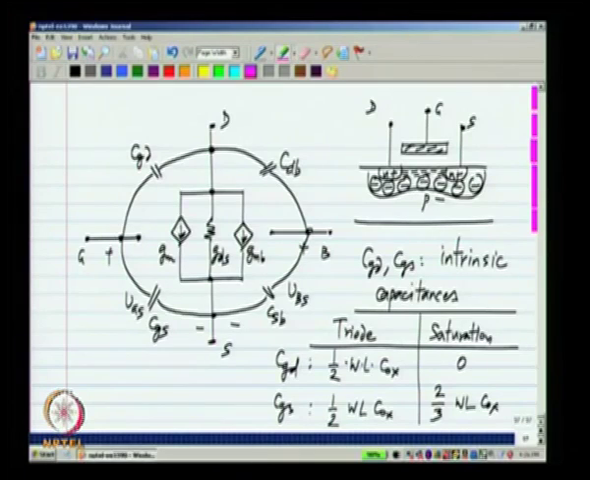By the way, this model is valid in all regions, okay, including GM, GMBS and GDS. The only question is what the values of those things are. Now, we will be using this model mostly in the saturation region because that is where we operate our amplifiers, but the model itself is valid everywhere. Okay. Now, this is about the intrinsic capacitors.